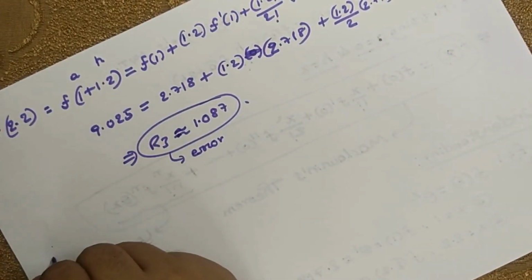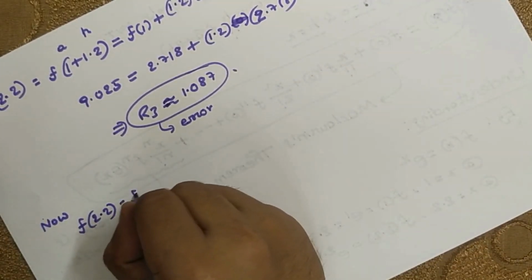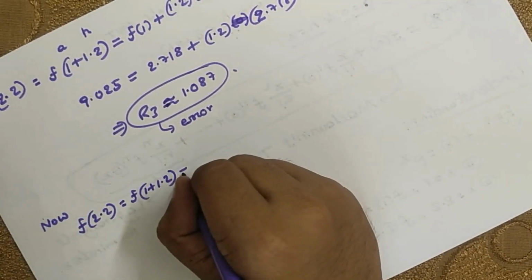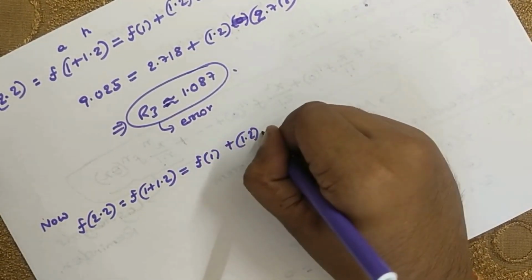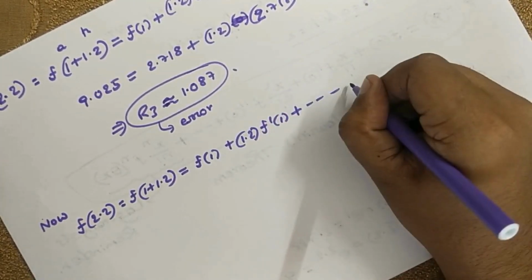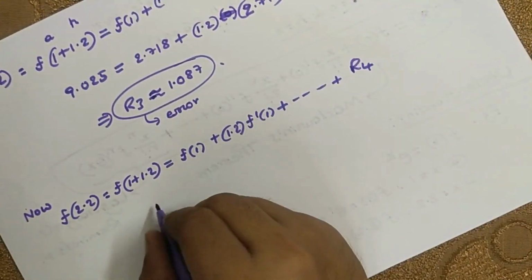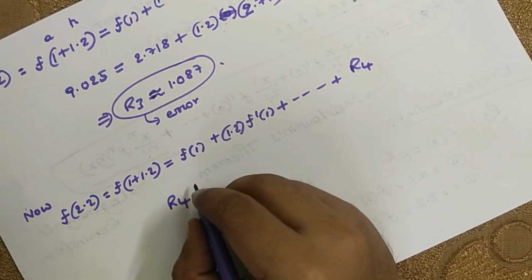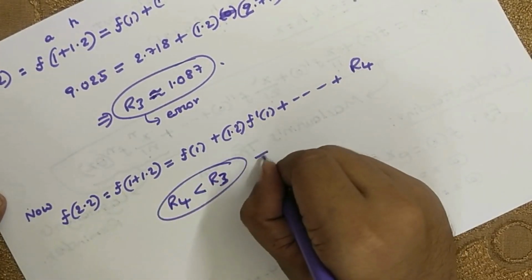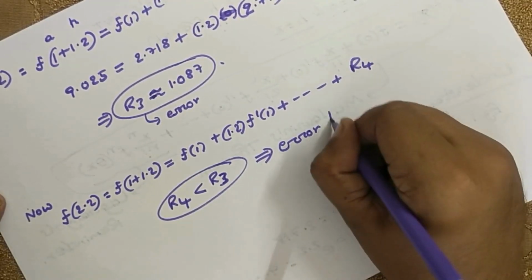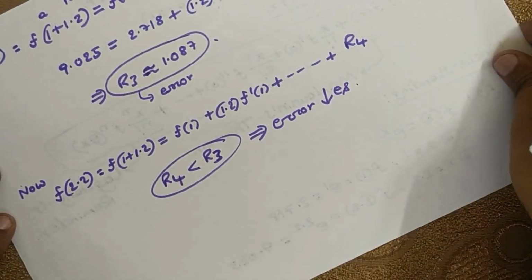Okay, so now let's increase the approximation a little. So f of 2.2, which is equal to f of 1 plus 1.2 into f dash of 1, plus and so on, up to R4 we have taken. If we simplify these, the R4 value is for sure less than R3. Okay, yes, so which implies the error is decreasing. So as the approximation increases, the error decreases.